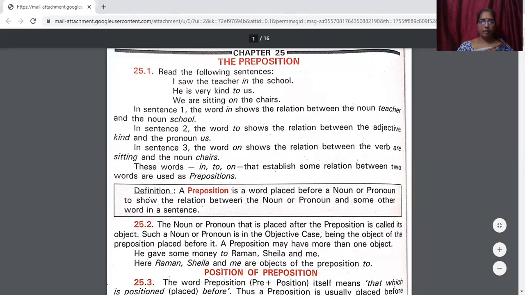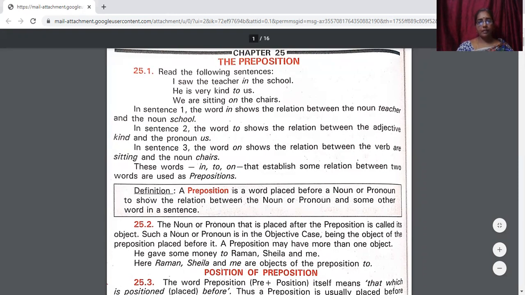In the same way, the second sentence, he is very kind to us. It shows the relation between the adjective kind and the pronoun us. You skip the word to and see, he is very kind us. Again, there's no proper sense there. But when we use the word to, then it gives a clear sense, and the relation between the adjective and the pronoun is known to us.